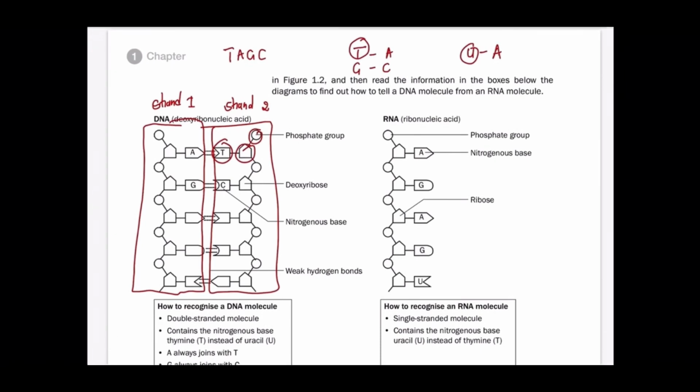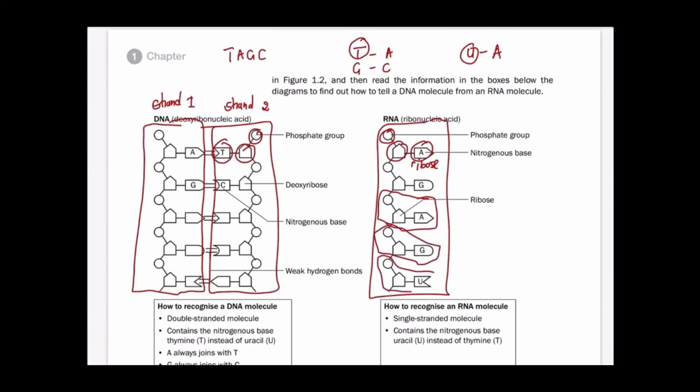As I've mentioned, RNA is single-stranded. As you can see, this is only one strand. There's no other strand near it. It also contains the phosphate group, as we've mentioned, the sugar, which in terms of RNA will be a ribose sugar, and it also contains a nitrogenous base. So this is basically your nucleotide, which is made up of three things.